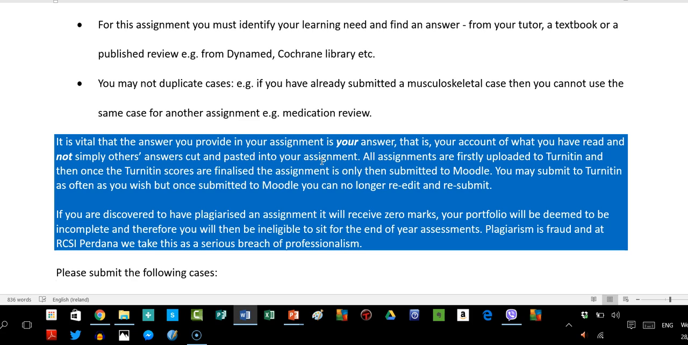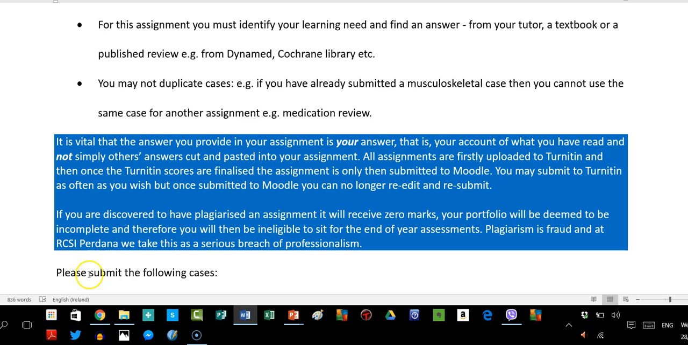All assignments must firstly be uploaded to Turnitin, and then once the Turnitin scores are finalized, the assignment is only then submitted to Moodle. You may submit to Turnitin as often as you wish, but once you are happy with your assignment and submit to Moodle, then you cannot any longer re-edit and resubmit on Moodle.